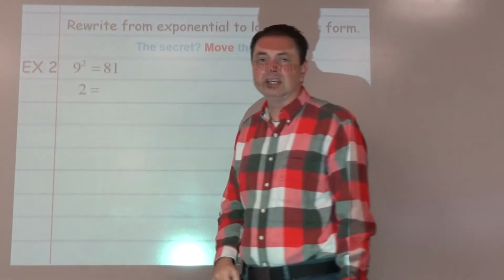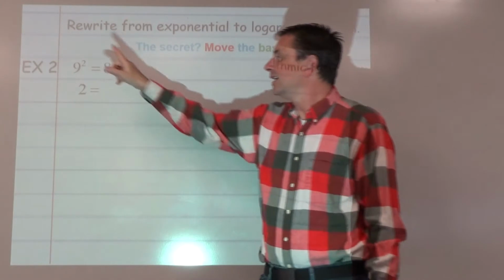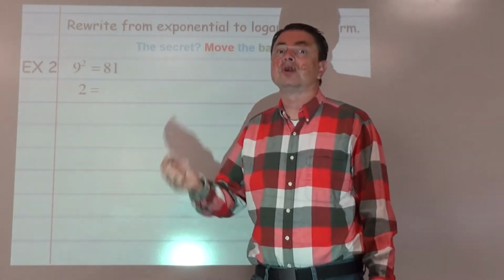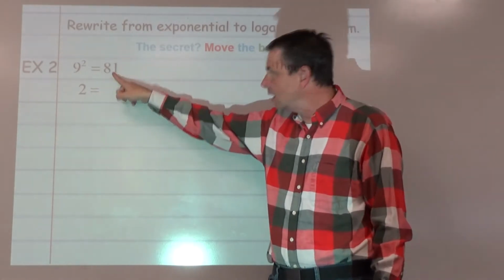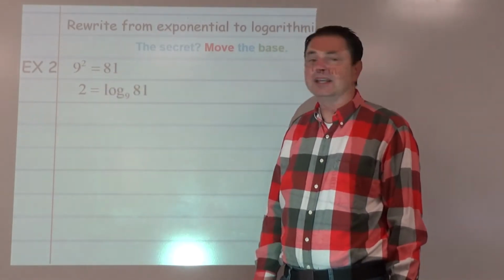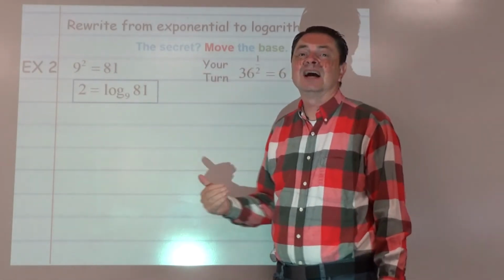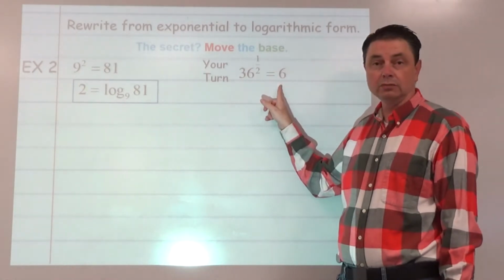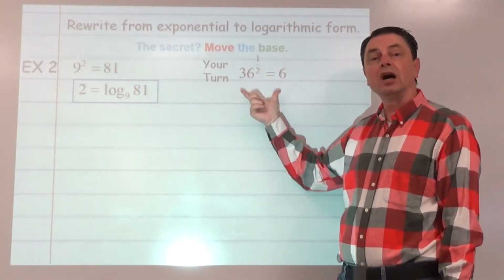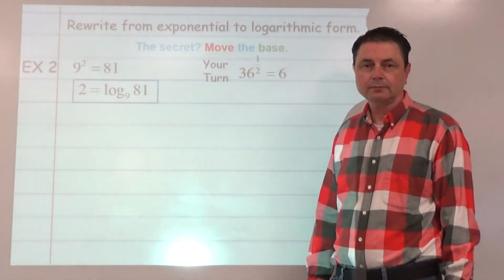We'll have 2 equals, and then we're writing it into log form. 9 was the base, so 9 stays the base: log base 9 of 81. And that's the equivalent equation now in logarithmic form. It's your turn. Try this one. Pause it here. Hit play when you're ready to check.